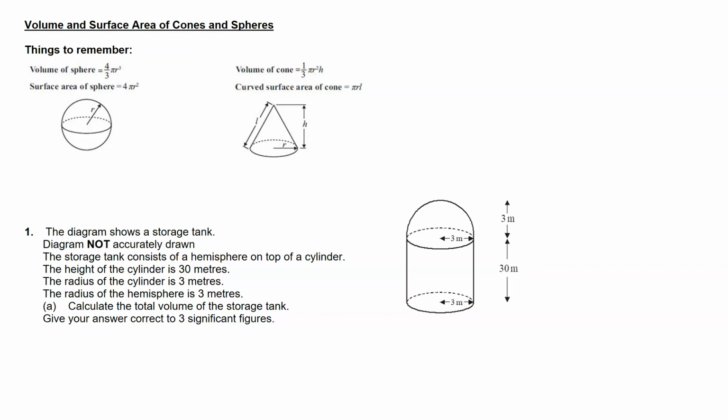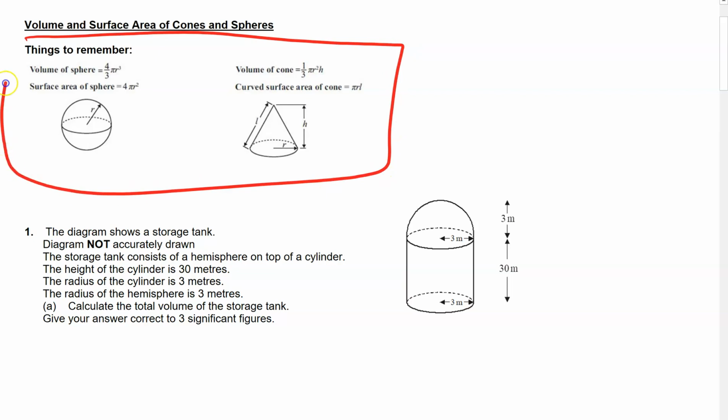Hi guys and girls, I have a video here going through some exam style questions regarding cones and spheres. I think actually all of these bar one are volume. There is one question here which is related to some surface area. But you're given those formulae at the top. I know it says things to remember, but you're normally given them in the exam nowadays.